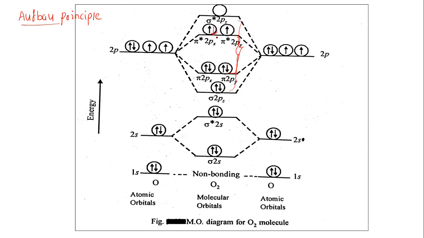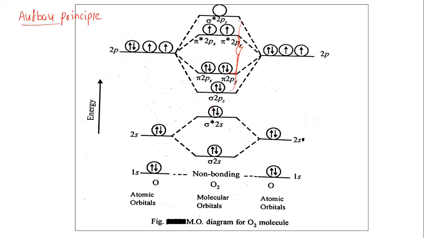We cannot fill the electrons like this. This is wrong. Each orbital should first be occupied by a single unpaired electron, then pairing will start. This is Hund's rule of maximum multiplicity that is known to us. So that's why the first unpaired electron is here and the second unpaired electron is here. So this is the MO diagram of the oxygen molecule.